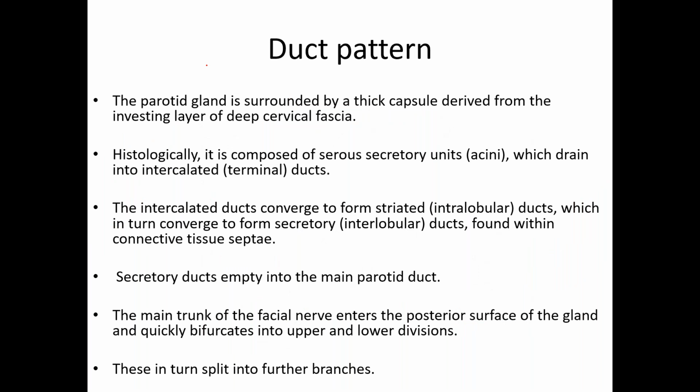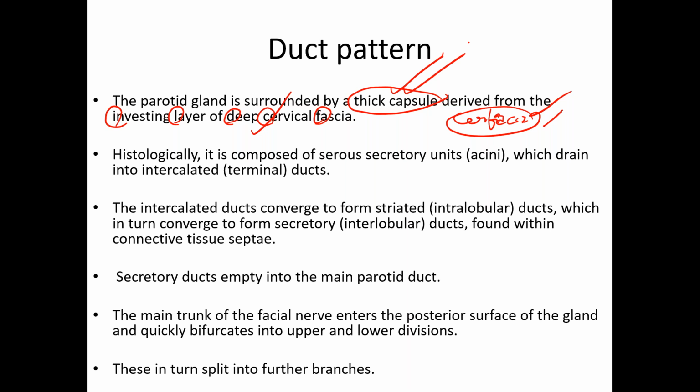Next, the parotid gland. The parotid gland is surrounded by a thick capsule. Where is it derived from? The capsule is derived from the investing layer of deep cervical fascia. Cervical fascia will have a class afterwards. After the completion of oncology, I will take the cervical fascia for you.